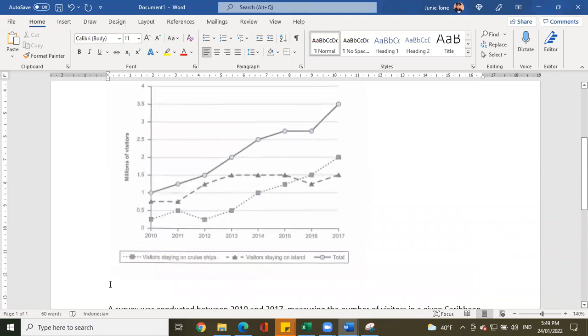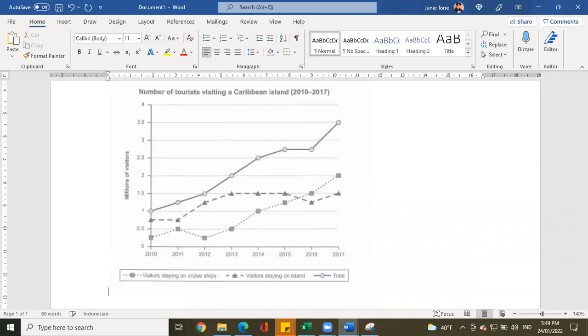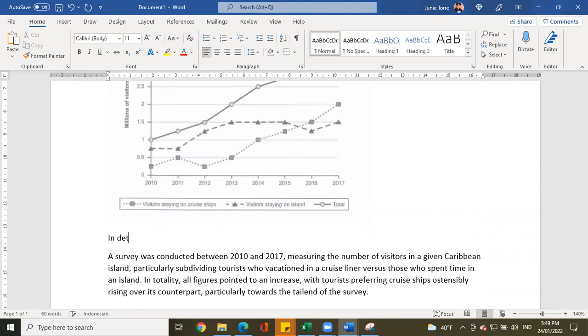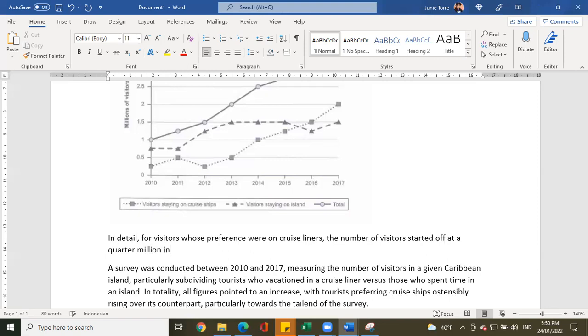In detail, for visitors whose preference were on cruise liners. Sheila, have you ever experienced a cruise liner? Never. I don't wanna have the experience, no cash. Wow. Pag nakarating tayo UK, mag-cruise tayo. Punta tayong Caribbean. Yahoo! The number of visitors started off at 250,000 in 2010. Then rising slightly, doubling after a year.